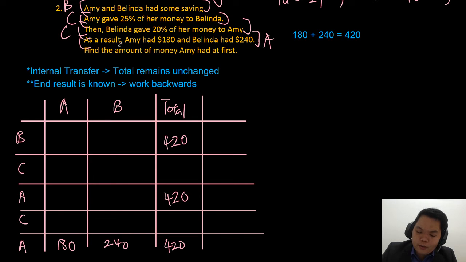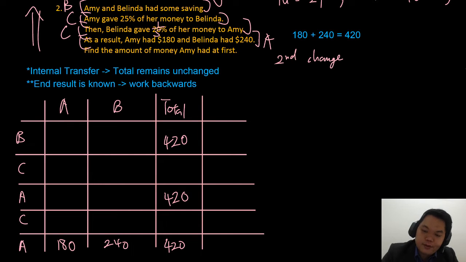Okay? So now the next question is, if we are working backwards, how do we define this change over here? Belinda gave 20% of her money to Amy, correct? So when this is the case, what does this mean? We want to change this to 1/5, and then we look at the second change. What was going on over there? At the second change, this is what was happening. B gave 1/5 of her money to Amy. Means that her money can be broken down into 5 blocks of equal length.